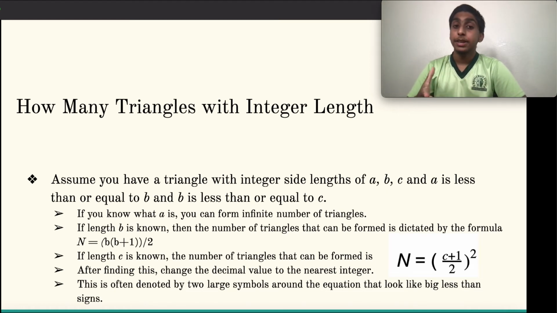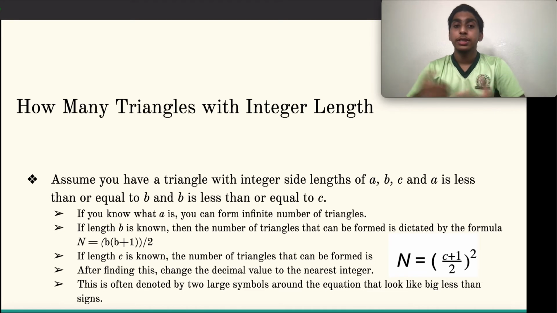If you know b, then the number of triangles that can be formed is dictated by the formula n is equal to b times (b plus 1) over 2. So what this is saying is, usually they're only going to give me one length of this entire triangle. So based on what this length is, I can try to solve and use different formulas to find my answer.